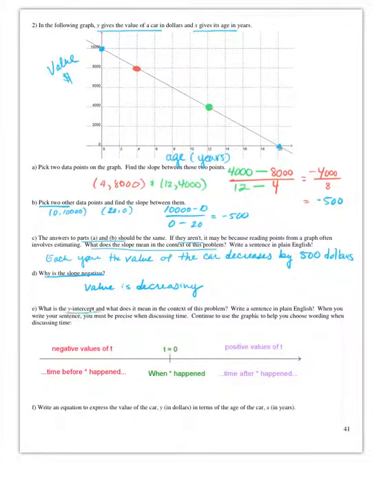Now let's look at the y-intercept. The y-intercept is the point (0, 10,000). And again, when we write a sentence using the y-intercept, we want to use both coordinates. So at the time of purchase, that's referring to the 0. The car's value is 10,000. That's referring to the coordinate, the 10,000.